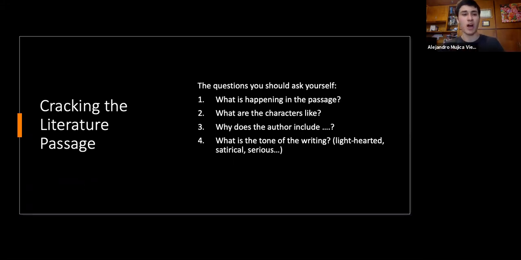The first passage we're going to talk about is the literature passage. I'm going to give you specific questions that you can ask yourself when you're reading this passage that will help you tackle the specific types of questions in it. So the questions you should ask yourself are, what is happening in the passage? What is the plot? What are the actions of the characters? What are the events that are happening? Because they might ask you about a certain moment, a certain event, or a description of the plot in general.